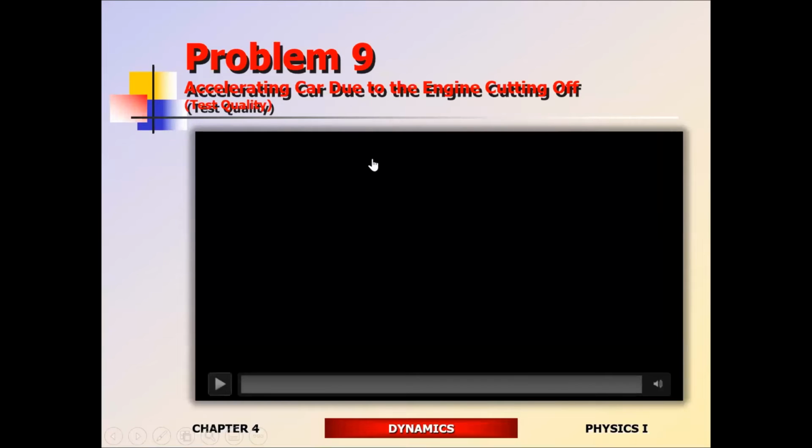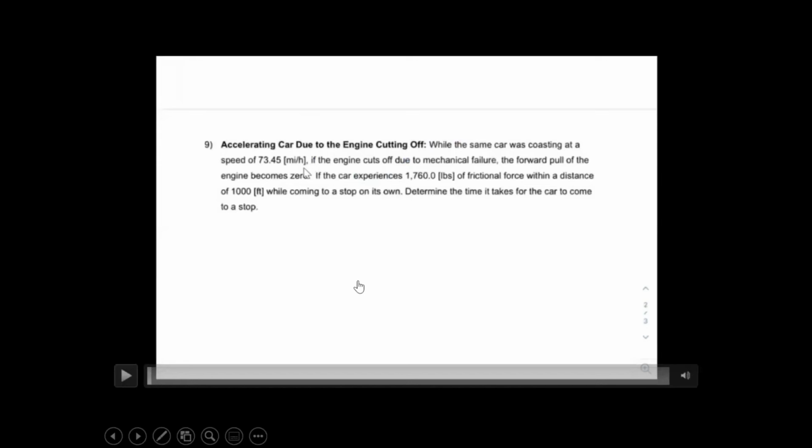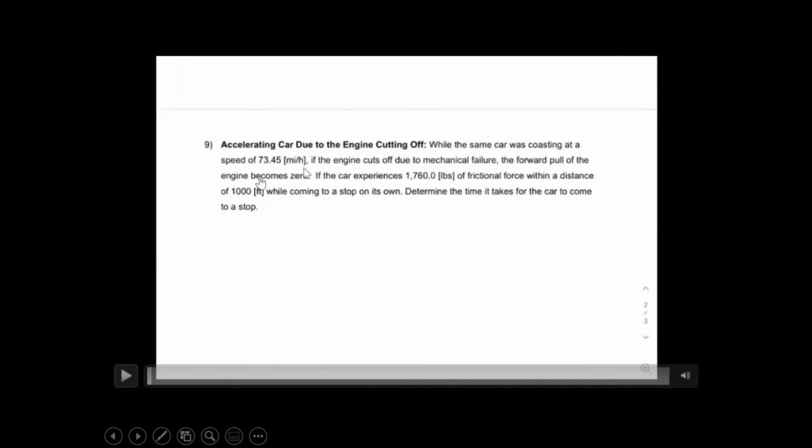Problem number 8. Problem number 9. Let's go to problem number 9. It says test quality. Okay, so far the way we've been doing problems is slightly more difficult than high school level. The reason why everything gets formatted and formatted and formatted and I've been testing you on formatting is because of the following. Here's the way you will be solving problems in the future, starting with this week.